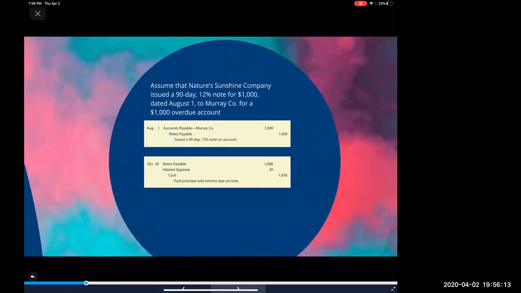Okay. All right, so let's go through this example. Assume that Nature Sunshine Company issued a 90-day 12% note for $1,000 dated August 1st to Murray Company for a $1,000 note that's overdue.